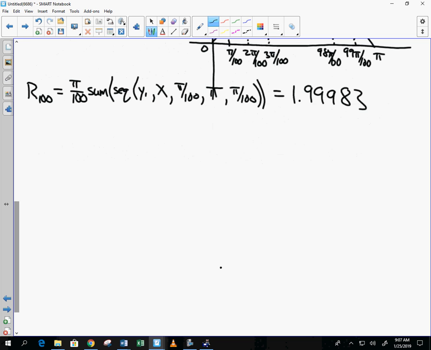Now, I'm going to show you how to do the next part easily. Don't press anything on your calculator. Let's do the left-hand sum of 100. We would do pi over 100 times the sum of the sequence y sub 1, comma, x, comma, what would be the first spot I evaluate the height? 0. What would be the last spot I evaluate the height? 99 pi over 100. What's the width of each interval? Still pi over 100. That doesn't change, does it?